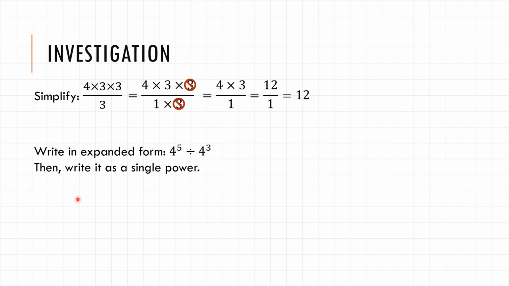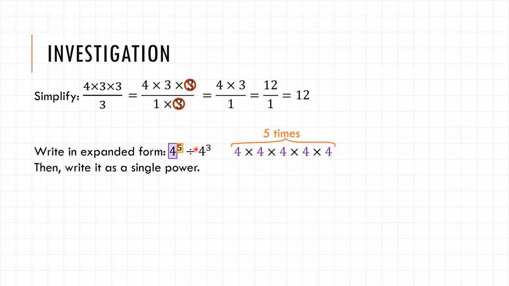Now let's get to this portion right here. Write this in its expanded form, and then try to write it as a single power. Take 2 minutes to try that out. Well, here we have 4 to the power of 5. What does that mean? That means we're taking the number 4 and we're multiplying it by itself 5 times. So that is 4 times 4 times 4 times 4 times 4, a total of 5 times.